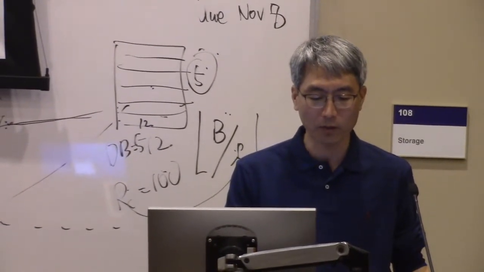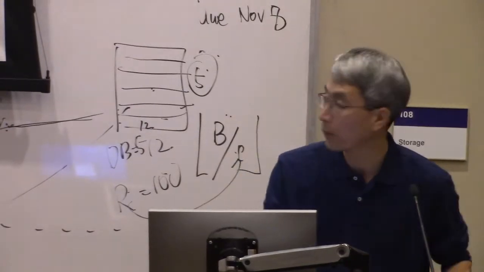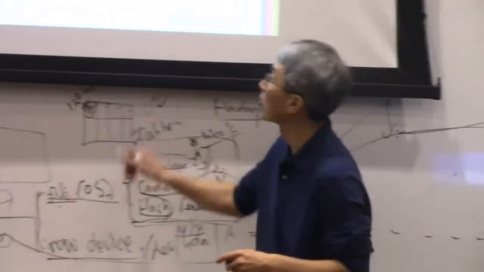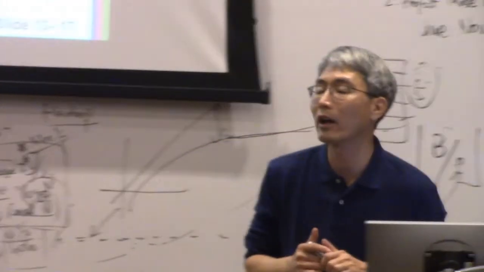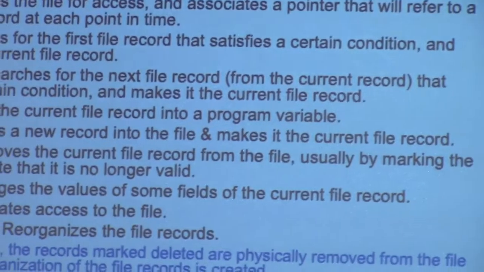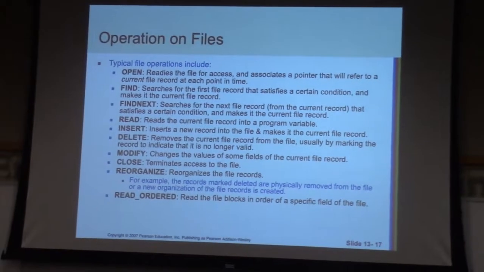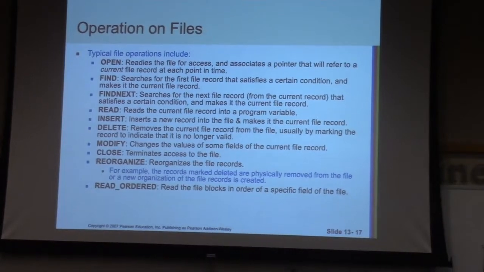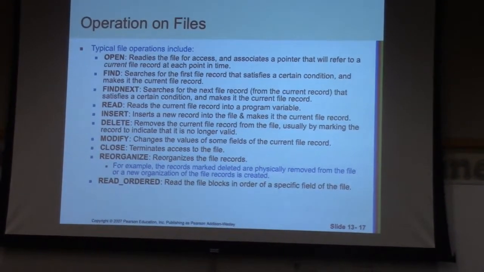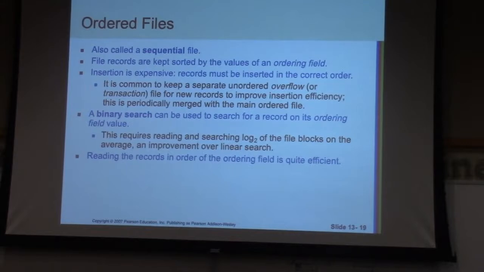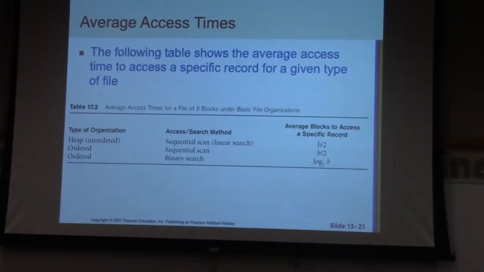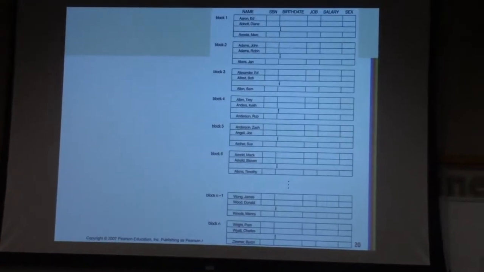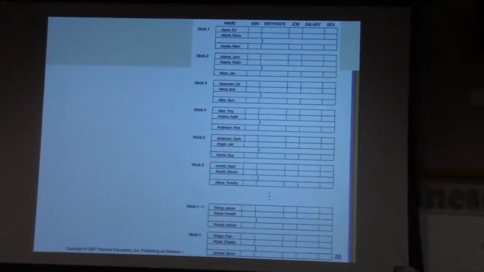And the file record. There are operations when you create a file. These operations are very similar to a file on a file system. But we can find some new and unique ones, like reorganize and read order and so on. That is for the database management system. Unordered file and ordered file. So the slide shows how blocking is used to create a table.